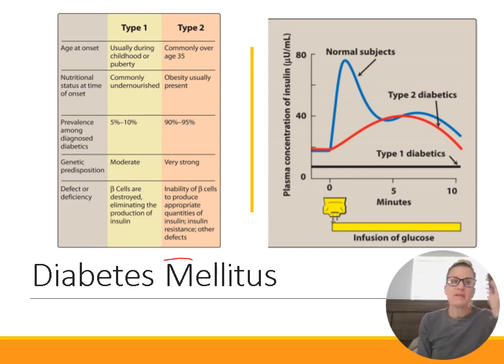Type 1 diabetes mellitus is usually caused by the autoimmune destruction of beta cells in the pancreas. So autoimmune meaning the patient's own immune system attacks the beta cells and destroys them. Once the beta cells are destroyed, the patient cannot produce any insulin any longer. So type 1 diabetes is characterized by a complete lack of insulin production.